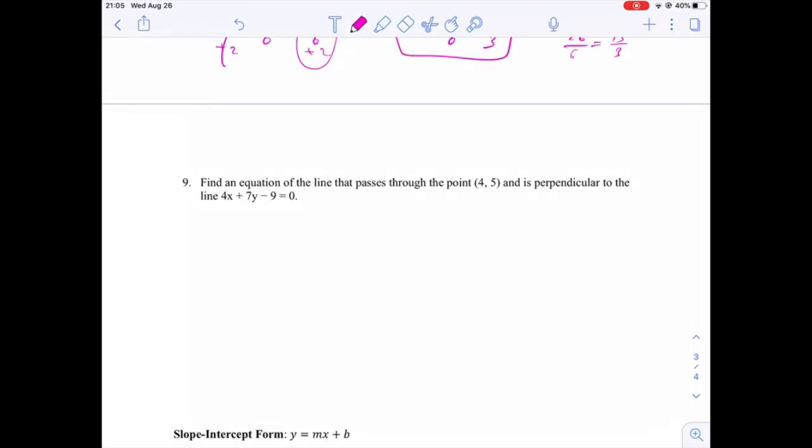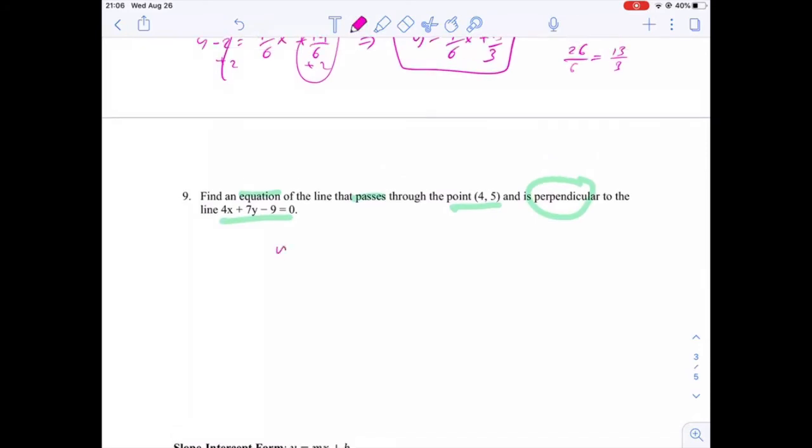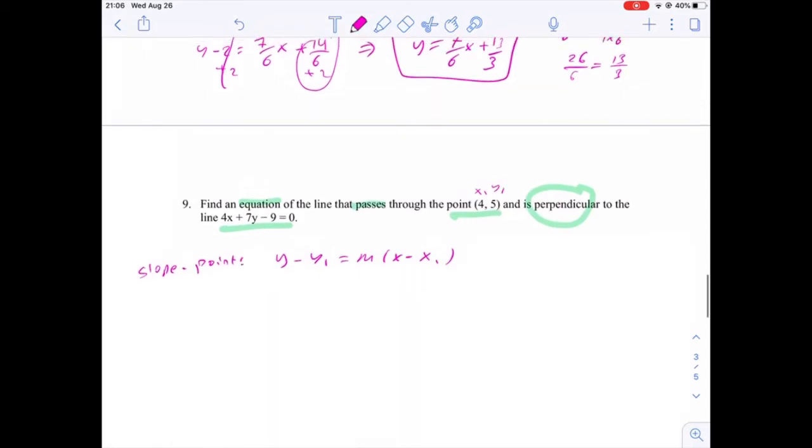Another example, we want to find the equation of the line that passes through the point 4, 5 and is perpendicular to this given line. Okay, similar thing. We apply y minus y1 equals m times x minus x1 because we are given a point here. So this is x1, y1. We can use the slope-point formula of the equation of the line.